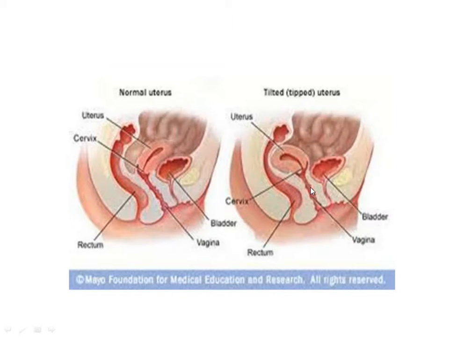Now this is the retroverted uterus. Again same thing, see how the uterus is here and how the uterus is here. It is backwards, bent backwards. That is the retroverted uterus.